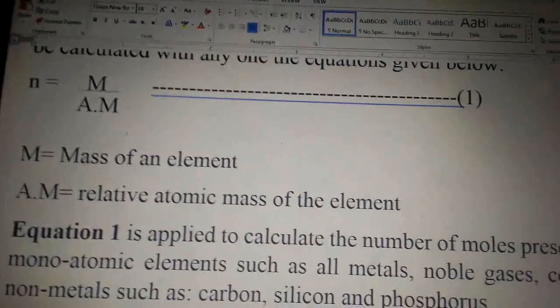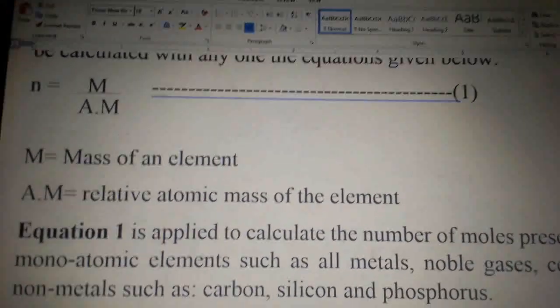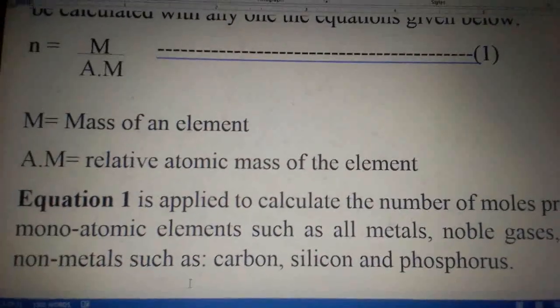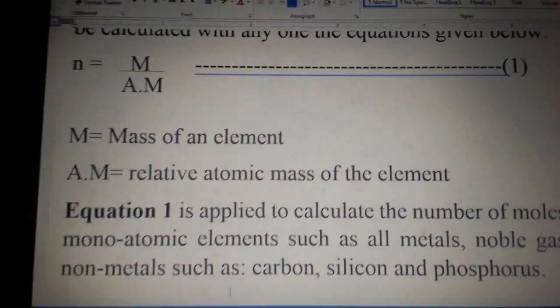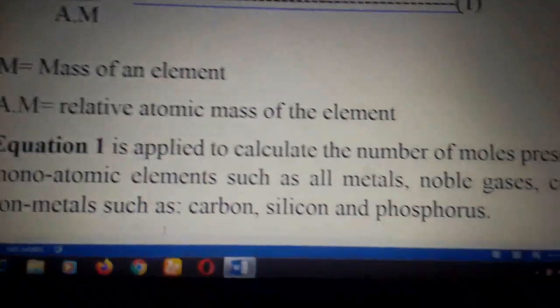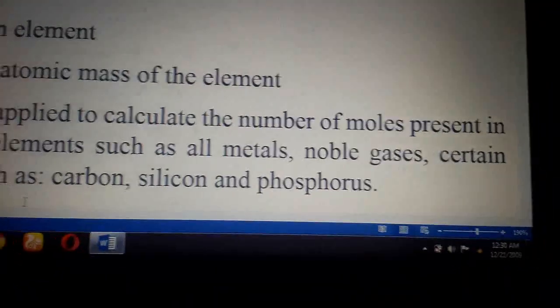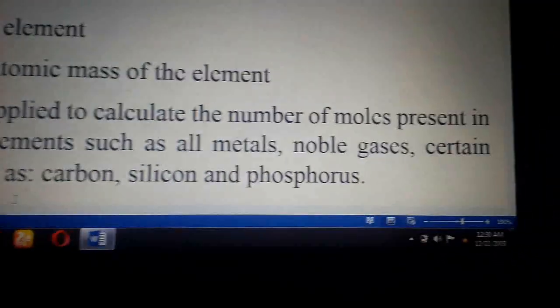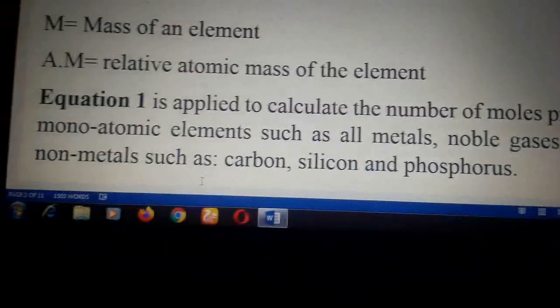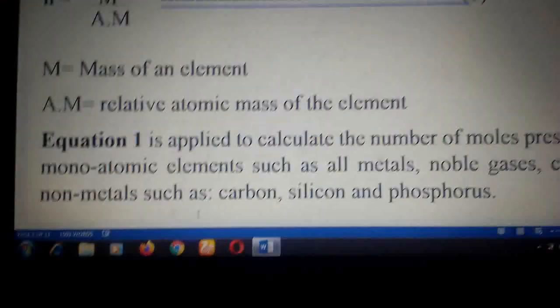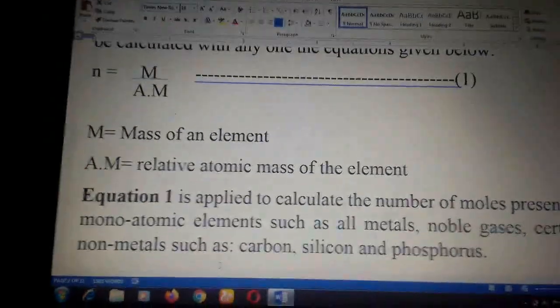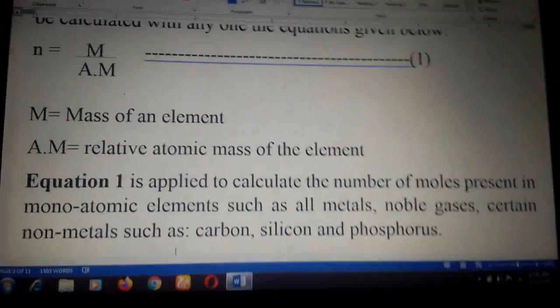So when do I apply equation 1? Equation 1 is applied when we want to find the number of moles of a monoatomic element, like metals and noble gases. So equation 1 is applied to calculate the number of moles present in monoatomic elements such as all metals, noble gases, and even certain non-metals like carbon, silicon, and phosphorus. Although phosphorus could also be an exceptional case, because phosphorus can be tetratomic also.